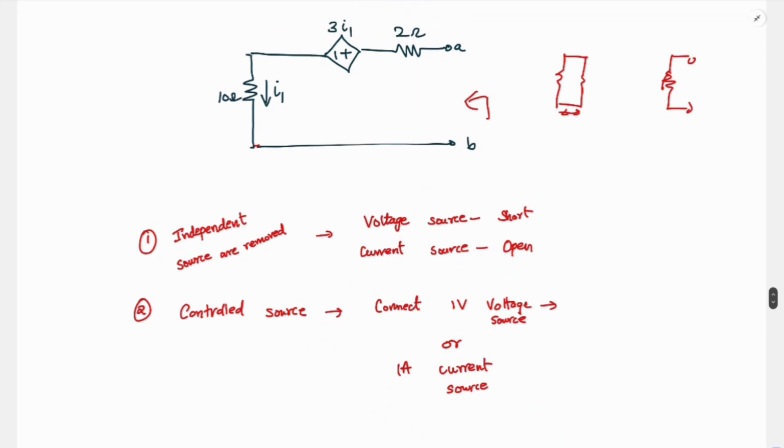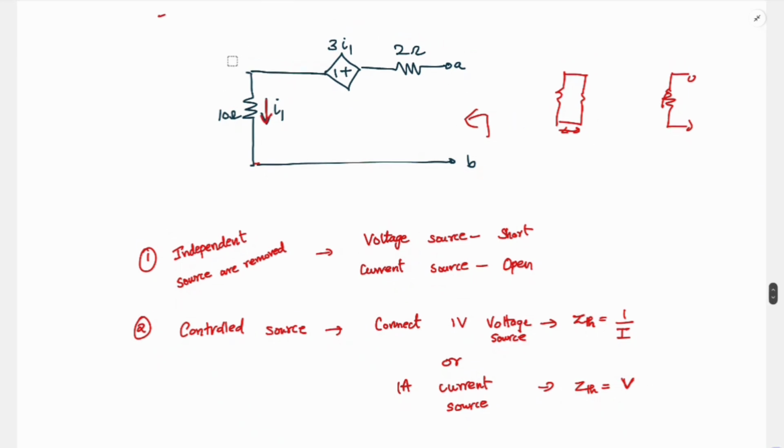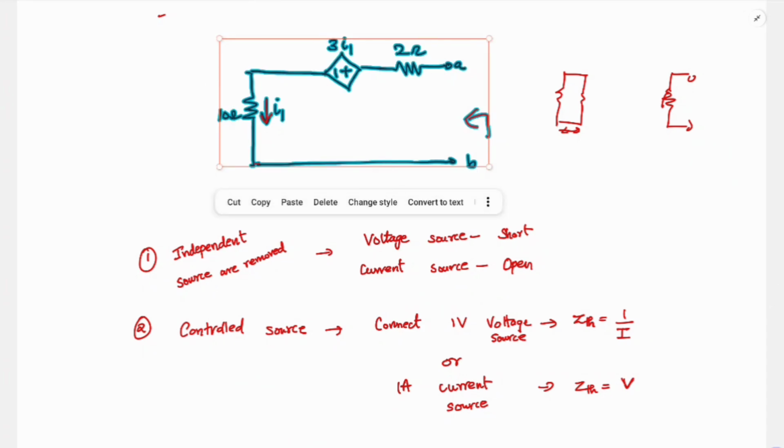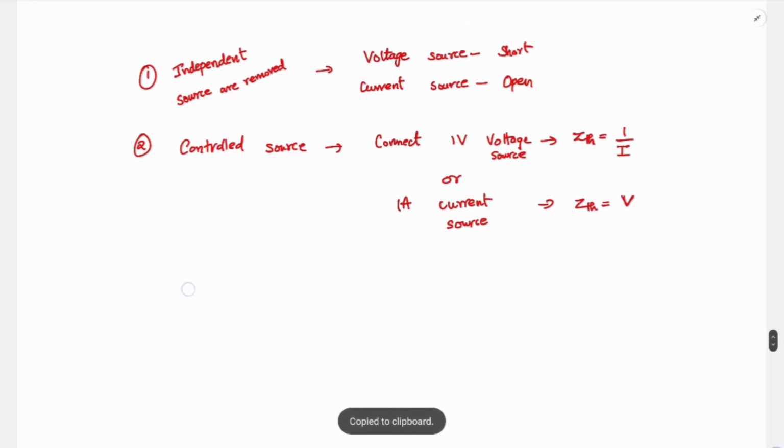If it is a voltage source, your ZTH is nothing but 1 by I, where I is the current drawn from the voltage source. If it is a current source, your ZTH is just equal to V. So in this case, which one is easier, do you think? Since the controlling quantity is I1, if you just connect a 1 ampere current source, your I1 will be equal to 1. So it will be easier to solve. So here we'll proceed by connecting a 1 ampere current source.